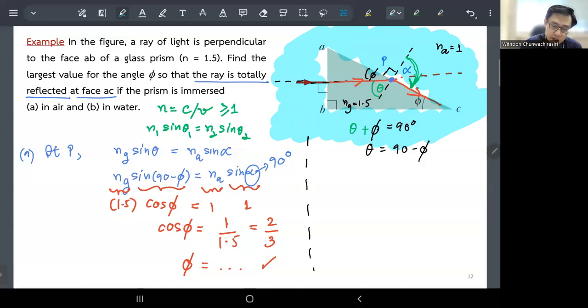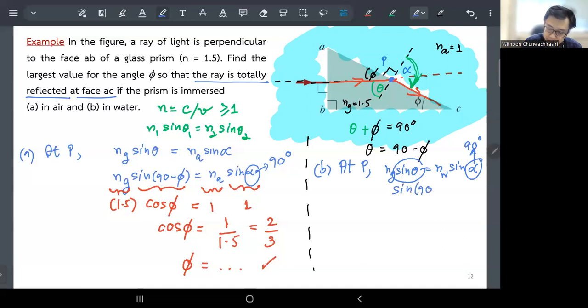So that means the equation will look almost the same. For part B, at the same point P, you have n glass sine theta equal to, now you turn it into n water, let me put the W subscript in there, times sine of alpha, which you're going to take to be 90 degrees, exactly the same, no change. Cool. So everything will look exactly the same, no change. The geometry is exactly the same. The only thing you want to change is to substitute n_W for n_A, and then you're done.